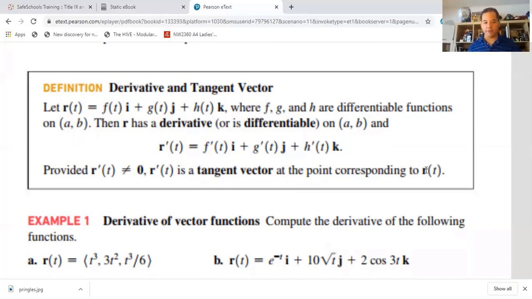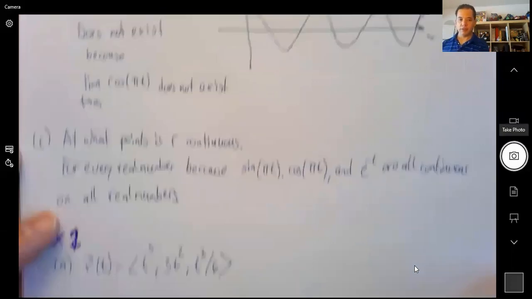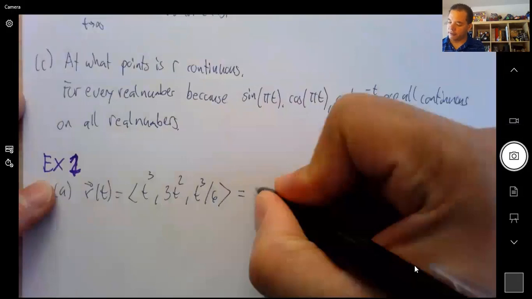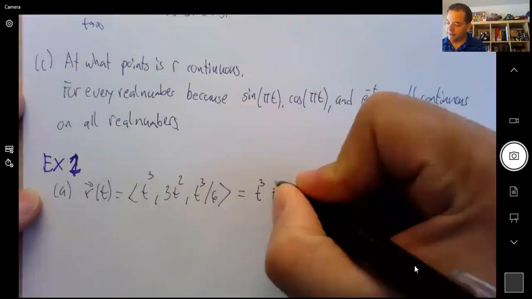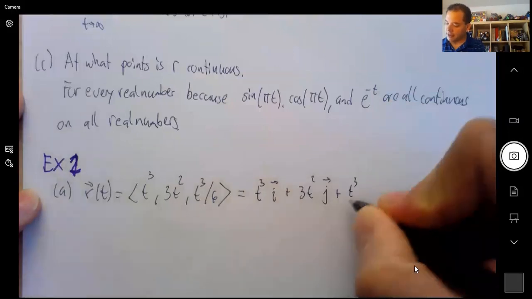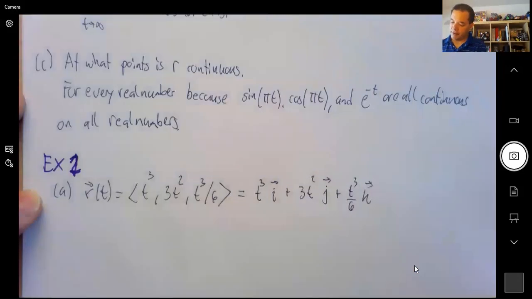Okay, so let's do this example one that you see over there. It says compute the derivatives of the following vector functions. The first one is t cubed, comma 3t squared, comma t cubed over 6. And then we have another one there. So let's go to the page. Okay, so how do we do it? Remember, you can write it like this, or you can write it as follows: t cubed i plus 3t squared j plus t cubed over 6 k. Either way, okay? So let's do the derivative.